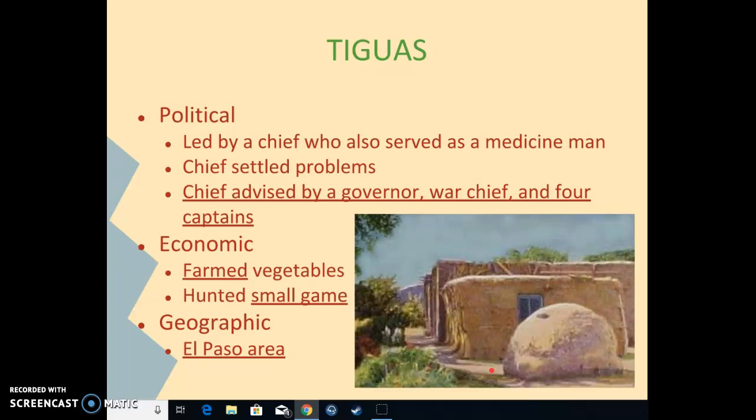The Tiguas, as you can also see, again, they were led by a chief who also served as a medicine man. The chief was advised by a governor or war chief and four captains, and so they tended to go out and hunt, and they farmed vegetables, and of course, like I said, they lived in the El Paso area. And pretty much the Tiguas and the Jumanos worked well with each other. I don't think there was too much warfare between the two tribes, but they certainly were threatened by the Apaches and the Comanches as the Apaches moved into the Great Plains and started threatening the Jumanos and Tiguas.